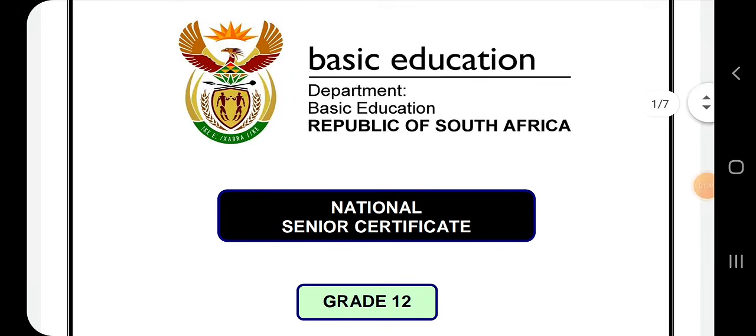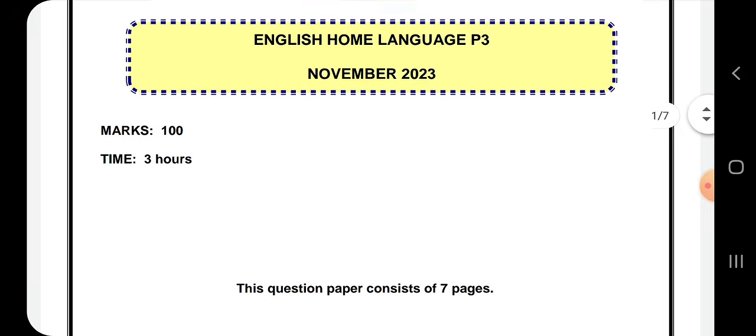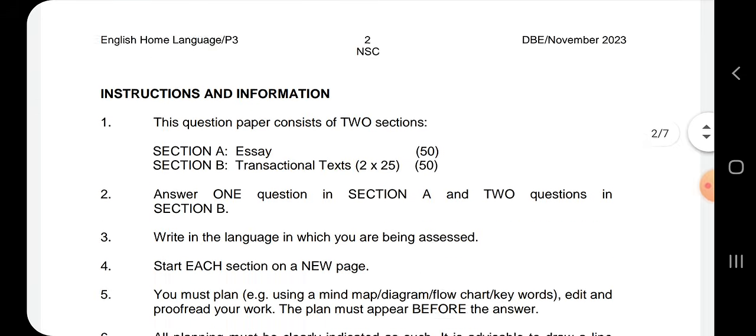This question paper was downloaded from the Department of Basic Education of South Africa. You can find it on their website. Marks 100, time 3 hours.